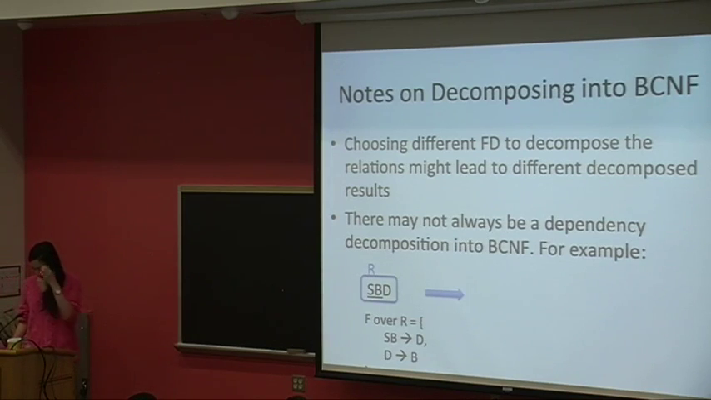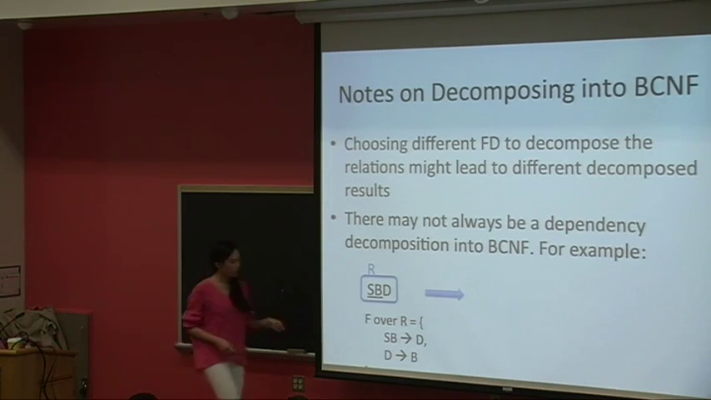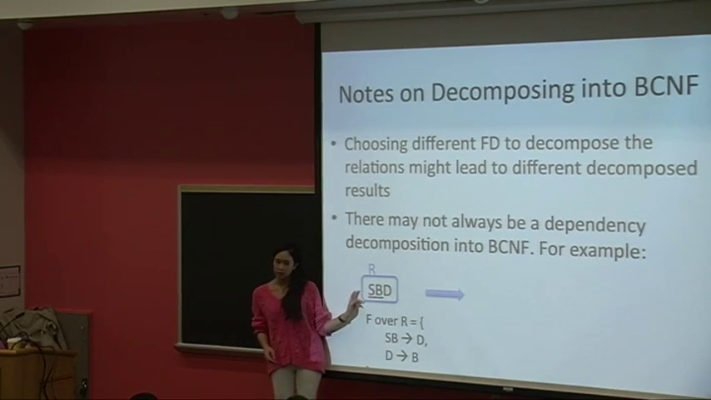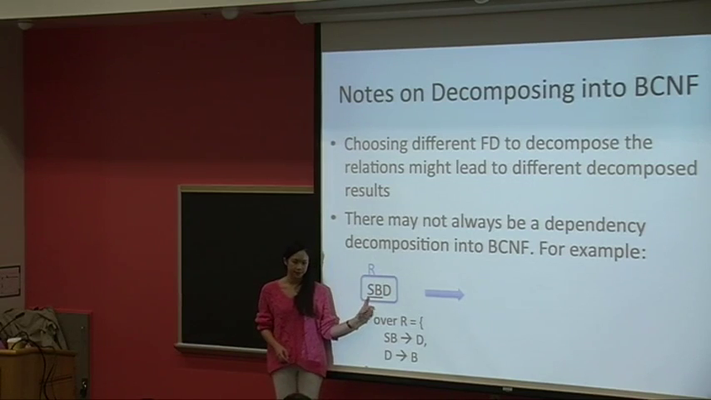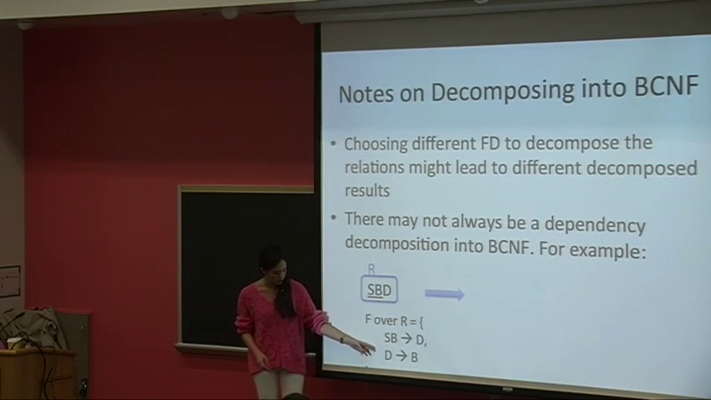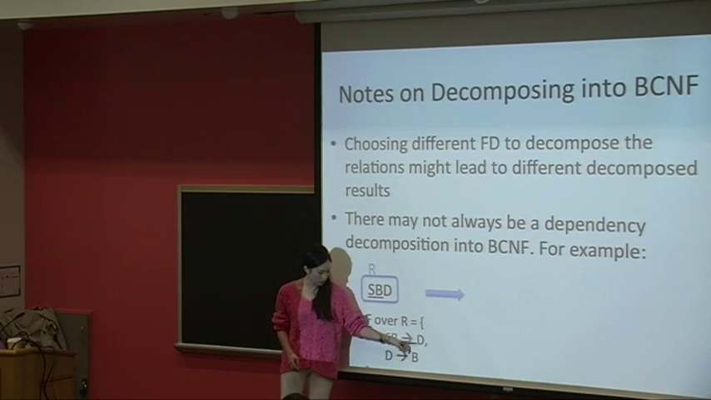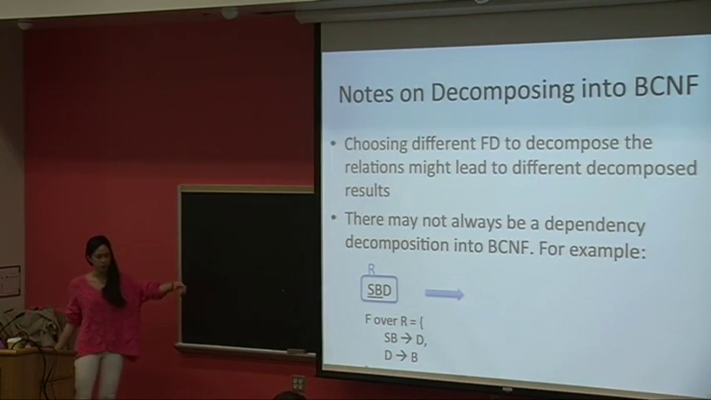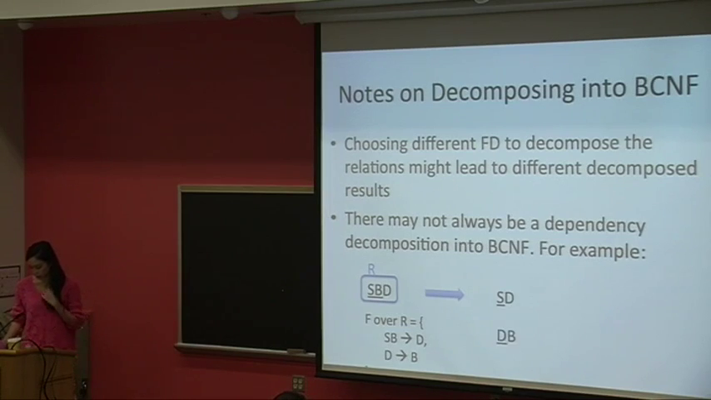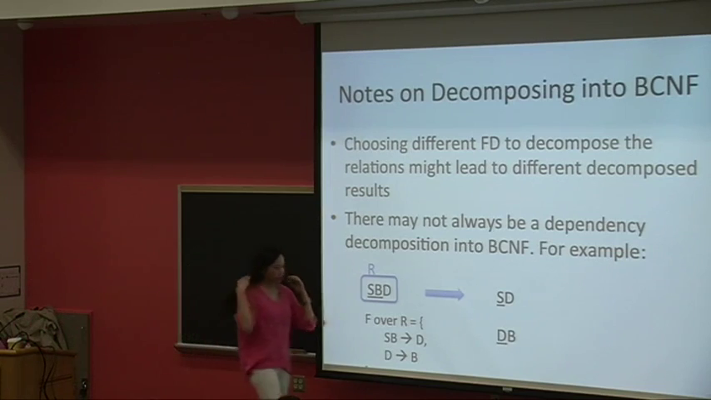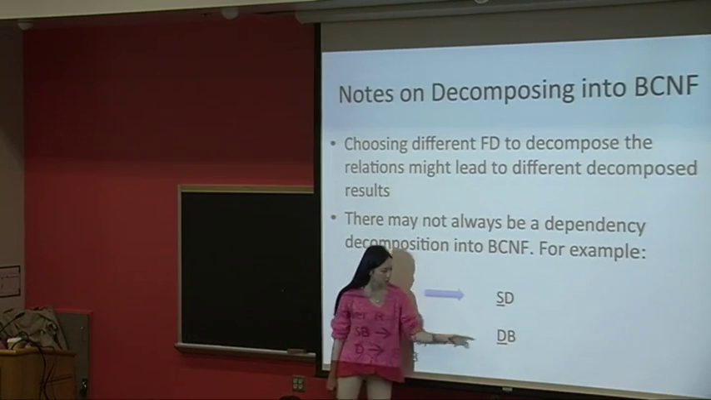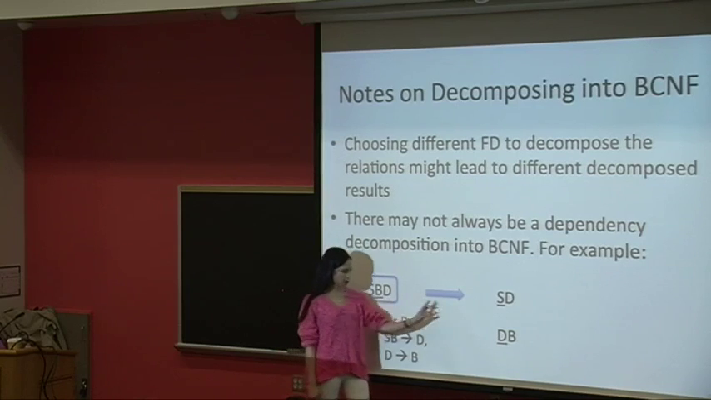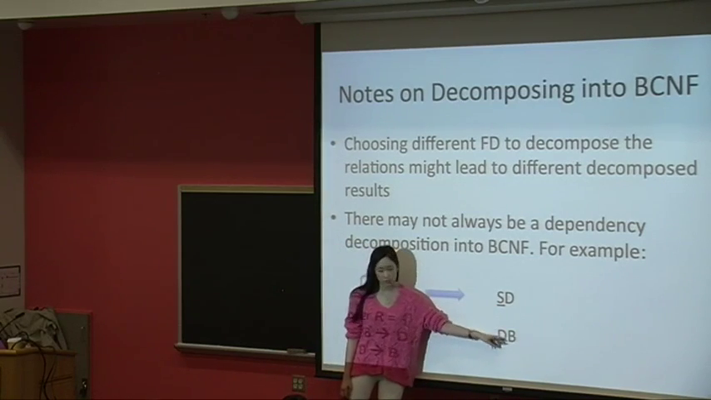Here I have a really quick example that we can see. We actually don't know what to do with this one. Say we have a schema SBD, relation R, and SB is our key. You're given these two functional dependencies. The first one is SB determining D, the second one is D determining B. Let's say D determining B is bothering us, and based on that we want to decompose into these two. So we decompose them into SD and DB. For this one, S is the key, and here D is the key.